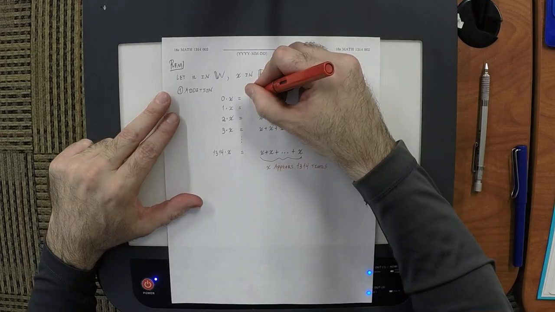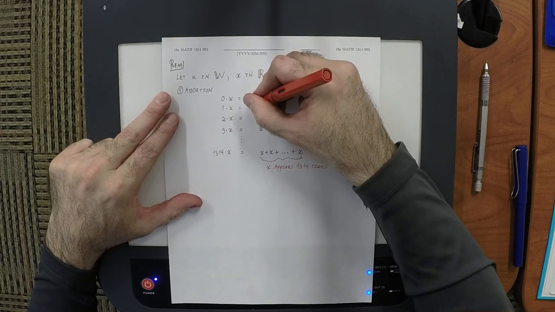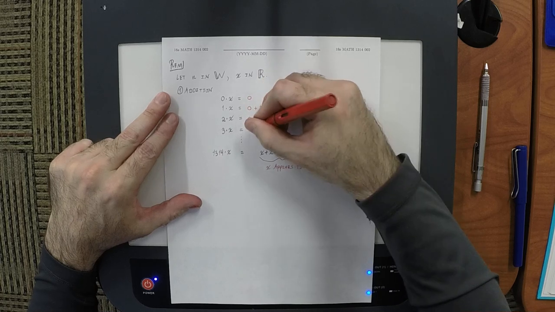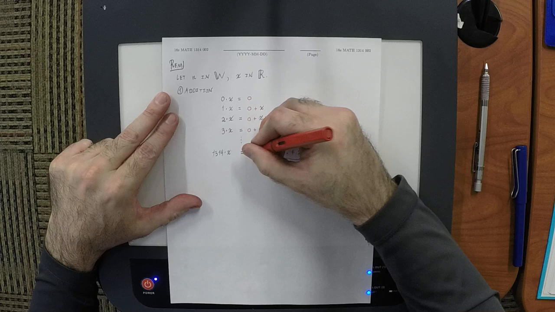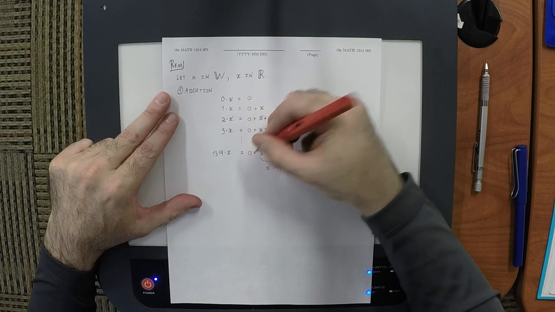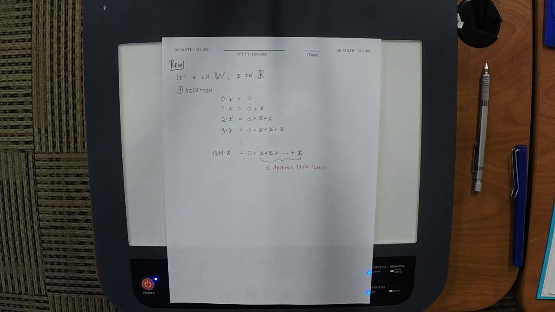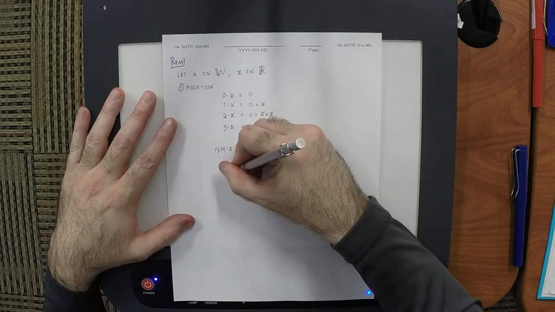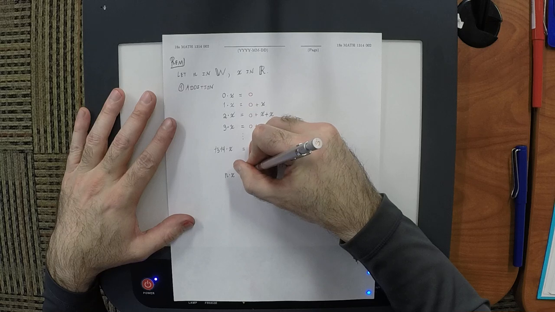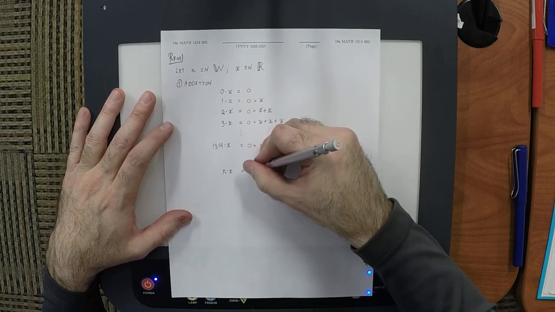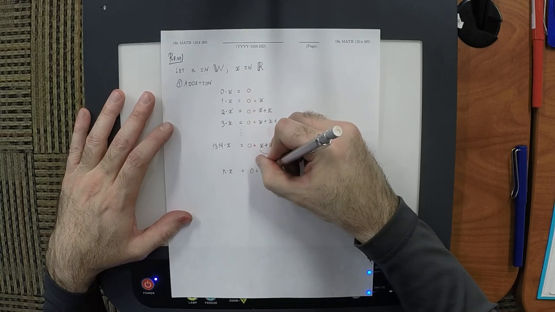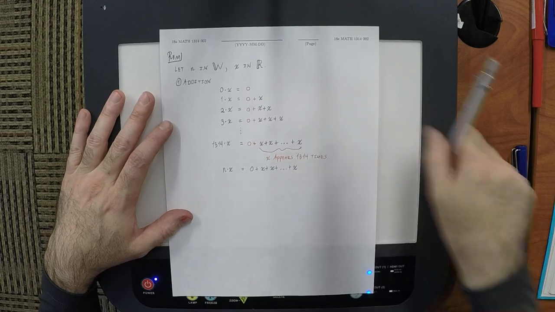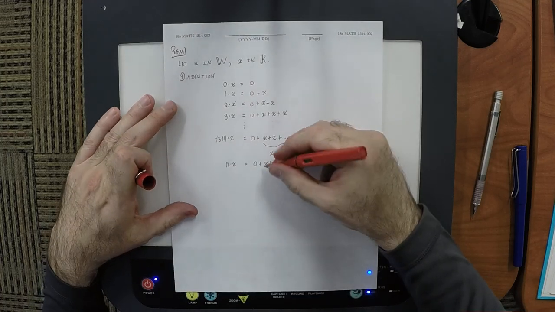So the real definition is that there's a 0 here, so 0 plus 0 plus 0 plus... So the real definition of n times x, when n is a whole number and x is real, is 0 plus x plus x plus dot dot dot plus x, and there's n of them.